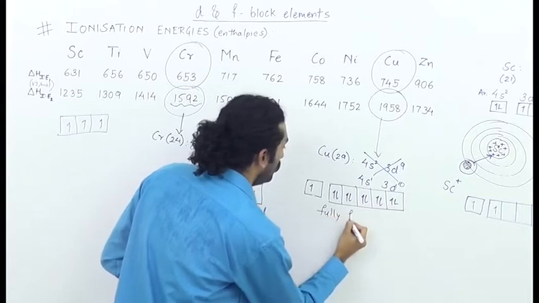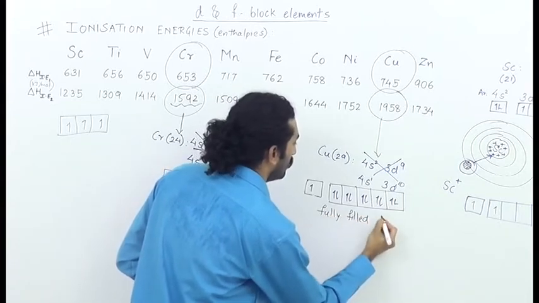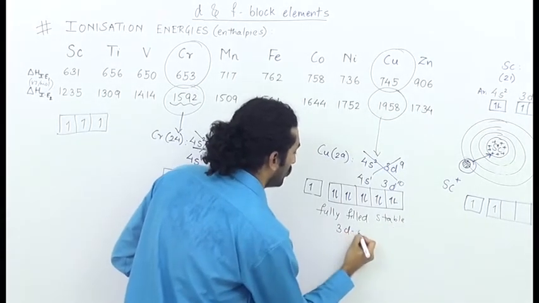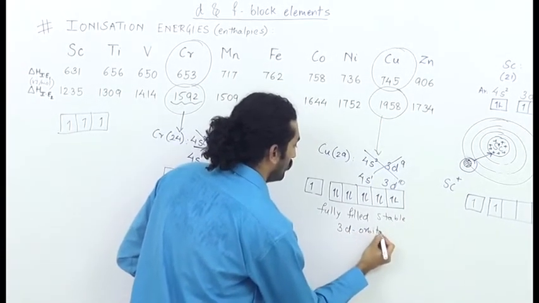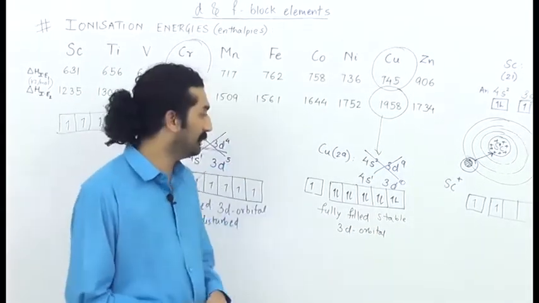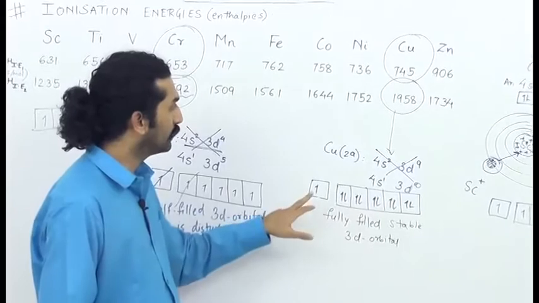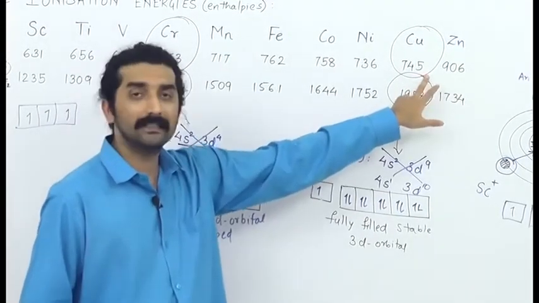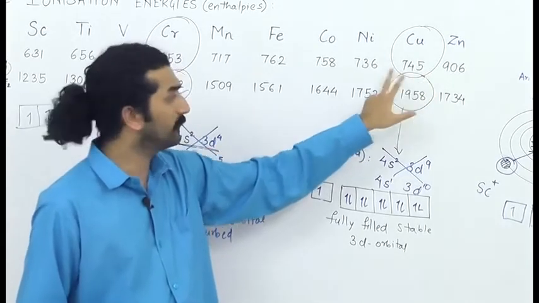So fully filled, stable 3d orbital, right? So this is wonderful. This is what exactly copper wants to achieve: stability. Now here, to remove this electron is not a big problem, as this number very easily goes from 736 to 745.